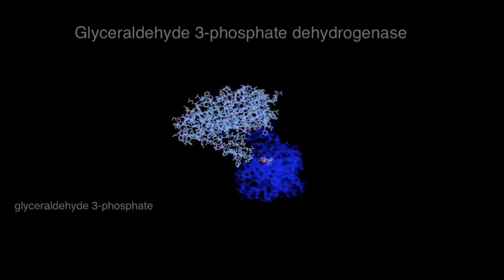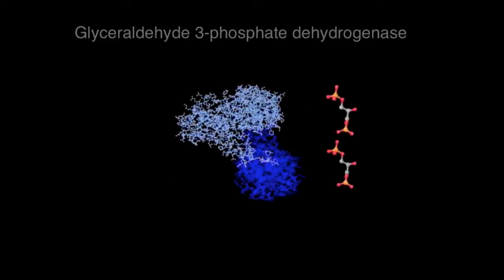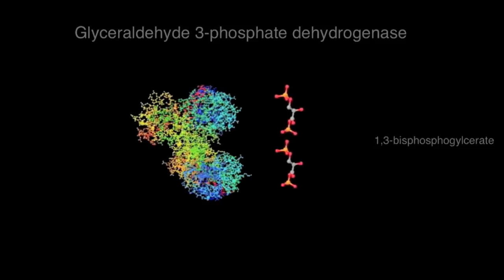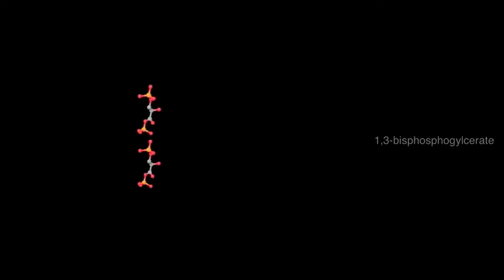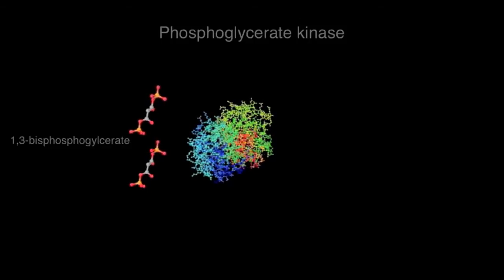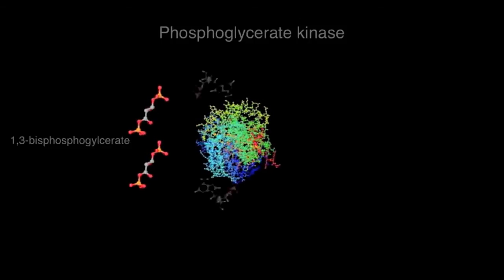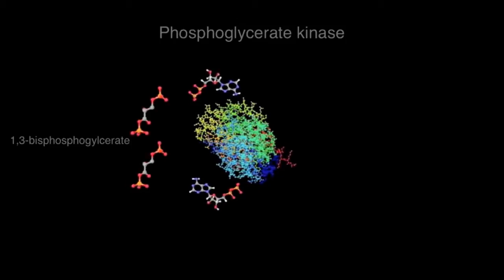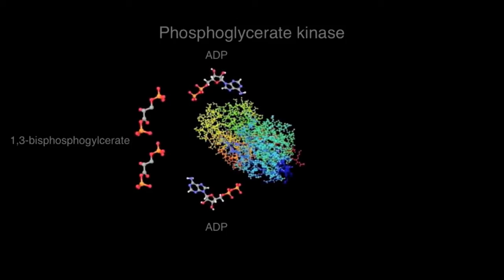Glyceraldehyde 3-phosphate dehydrogenase takes glyceraldehyde 3-phosphate and converts it to 1,3-bisphosphoglycerate, putting another phosphate on each of those 3-carbon molecules. Now there are 2 phosphate groups. And finally, we can get some energy out of this.